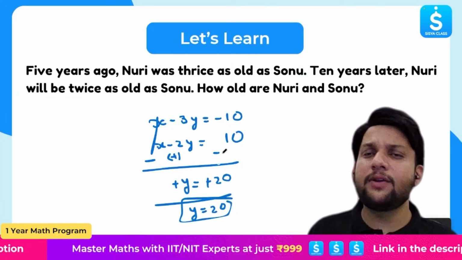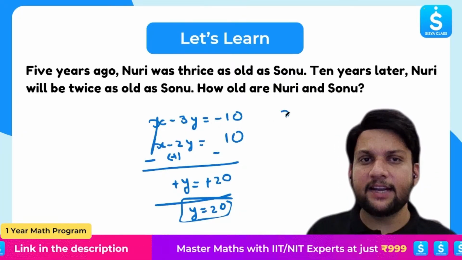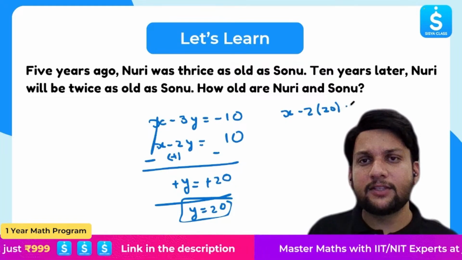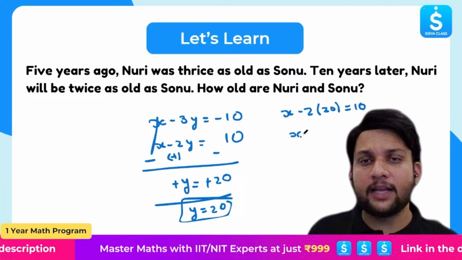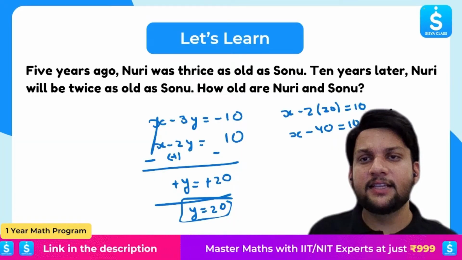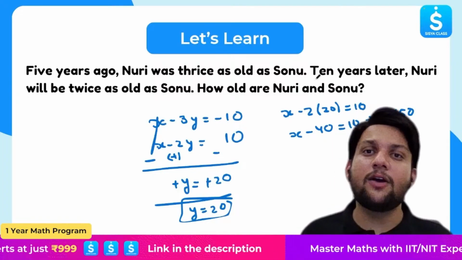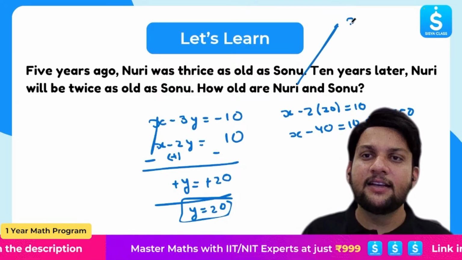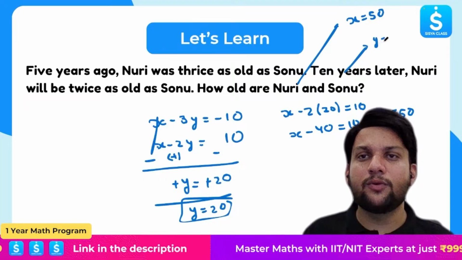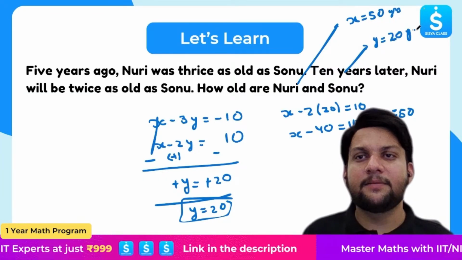Now, put this value in any equation. Which equation should I choose? First, second. Okay, if you are saying second, let's put it in the second. X minus 2 times Y, which is 20, is equal to 10. So 2 times 20 is what? 40. X minus 40 is equal to 10. So the value of X here is 50. So how old are Noori and Sonu right now? Noori's age we assumed X, so she is 50 years old, and Sonu's age we assumed Y, so Sonu is 20 years old. Is it clear?